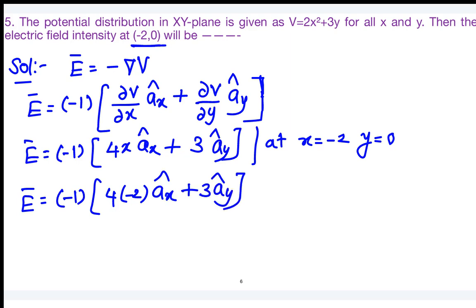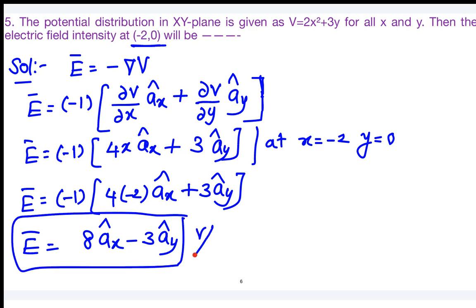So finally, what is the answer you are going to get? So here minus 8 and minus 1. So we'll get 8 ax cap minus 3 ay cap. So this is the electric field intensity. Any questions you can post here. So is it clear now, this question? Yes. So next question.